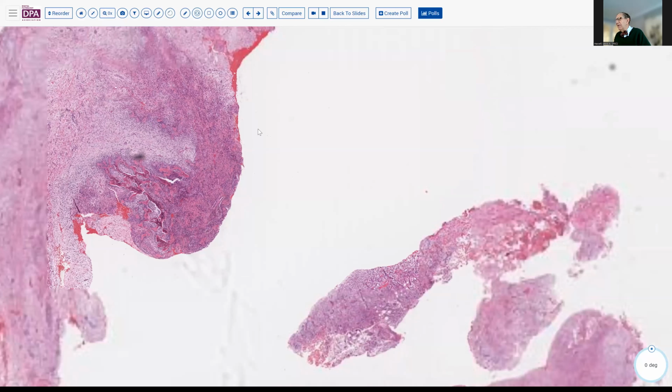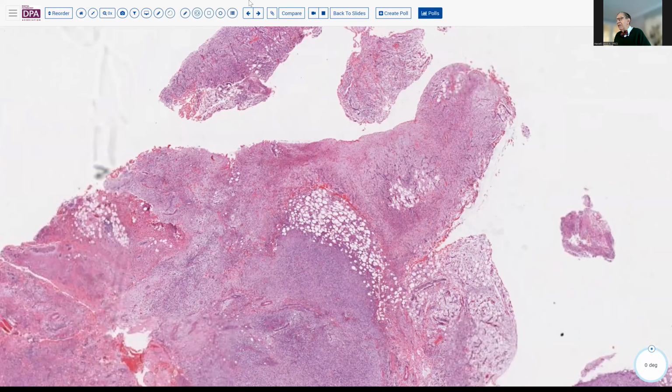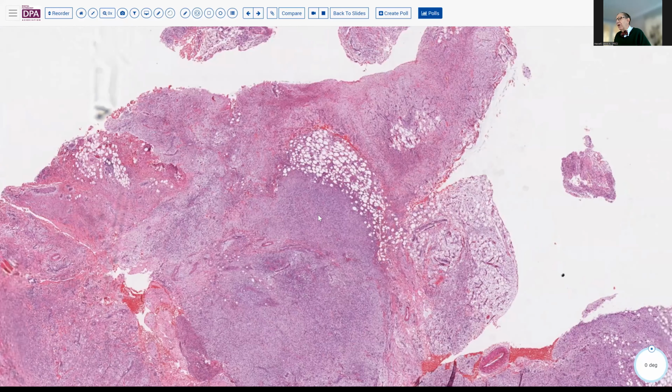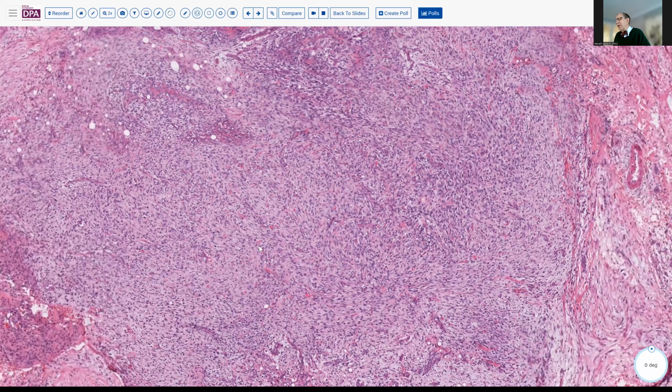It's difficult to perceive here, but there is a degree of, how you might say, zonation. There are areas that are ossified. There are areas that are more just loose fibromyxoid tissue. Here you can see some of that kind of tissue.